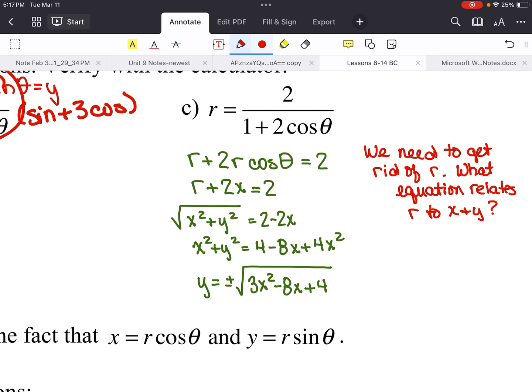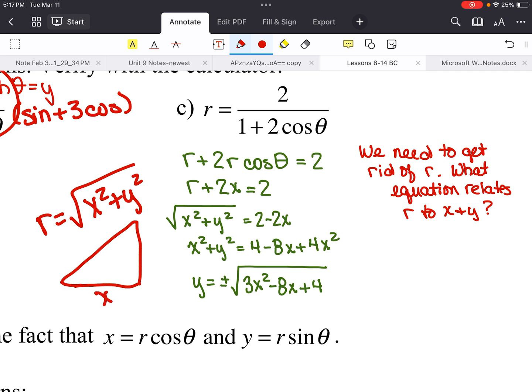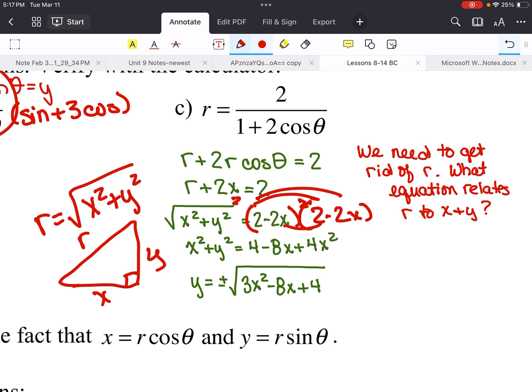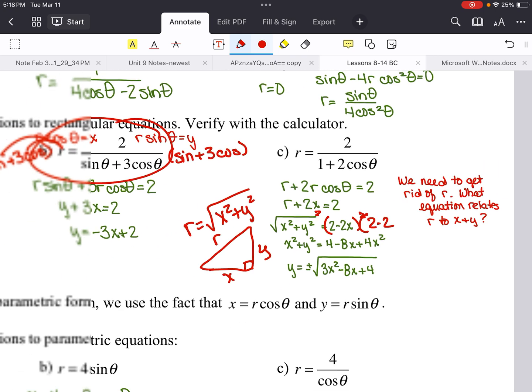Oh wait, there was the Pythagorean theorem. So in place of that r, remember our triangle up there? We had x, y, and r. If r is equal to the square root of x squared plus y squared, then in place of that r, I can put that. And then the rest of this is just algebra, because remember, my goal is to get y by itself. So I squared both sides, and then I distributed the 2 minus 2x, did all that, subtracted x squared from both sides, and then did the square root, and there's your equation in rectangular form.